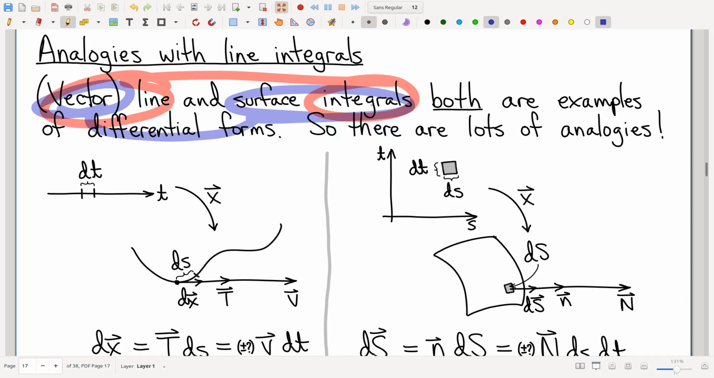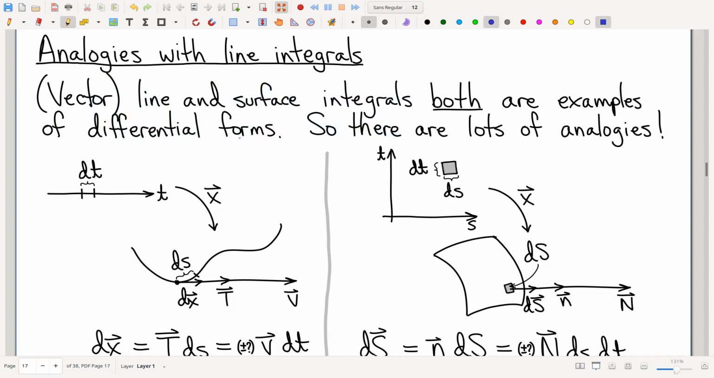But now let's think through where these things come from. Vector line integrals, our motivating example was work. Vector surface integrals, our motivating example was flux. Completely different physical quantity. Totally different scenario. There's no work involved in flux. There is no fluid flow involved in work. They're just totally different things, right? And yet, I claim that these are both special cases of the same construction.